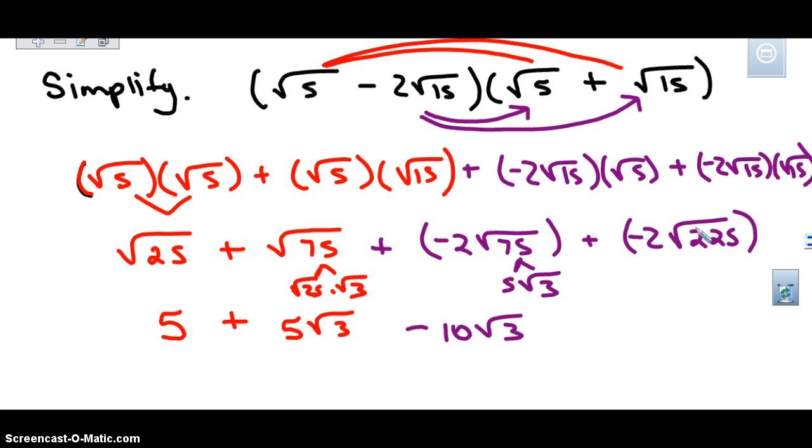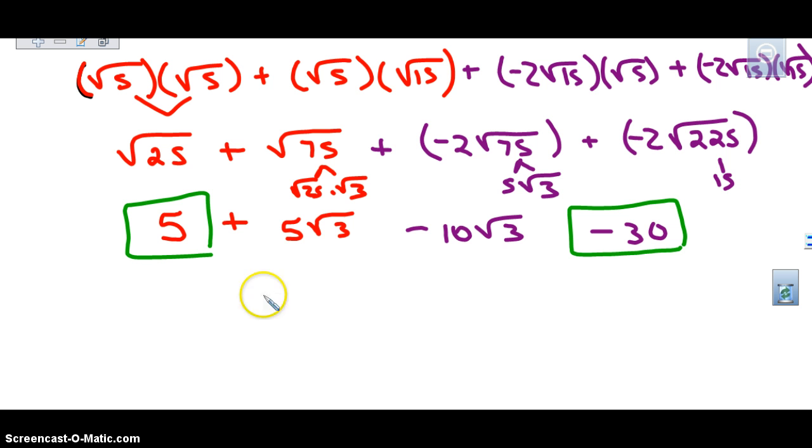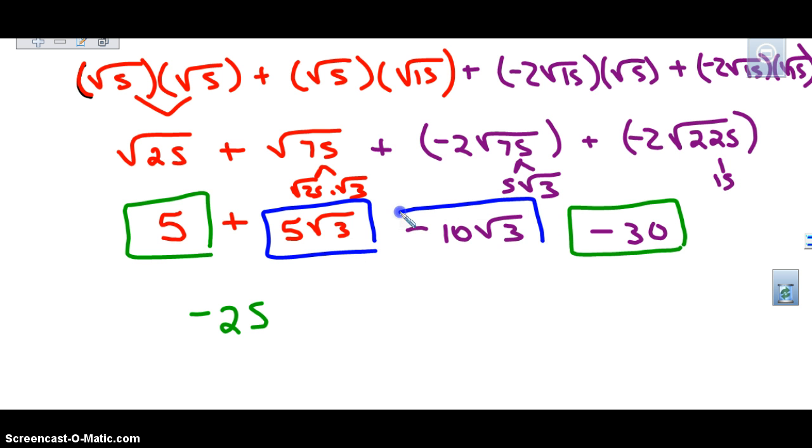Can we simplify the square root of 225? So that means 15 times negative 2, negative 30. We can now combine like terms, so we can say 5 and negative 30, we can say negative 25, and we can combine 5 square root of 3 minus 10 square root of 3, which would be minus 5 square root of 3.